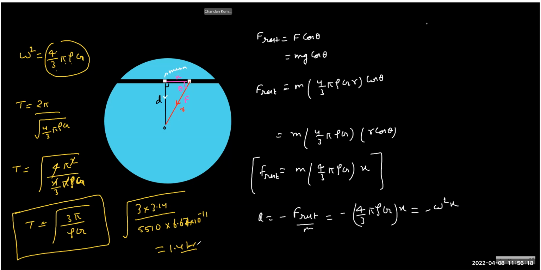So what is interesting here? Interesting is that no matter which two cities you join by making a tunnel, the time to reach from one city to the other will be half of this time, because this is the time for one complete oscillation. If you want to go from here to here, how much time will it take? Only 0.7 hours, because this is half the time period, isn't it? Going from one extreme to the other extreme is exactly half the time period. Is this clear?